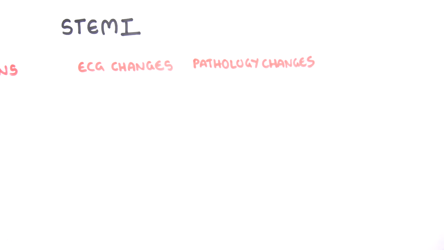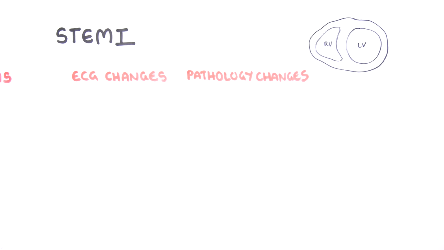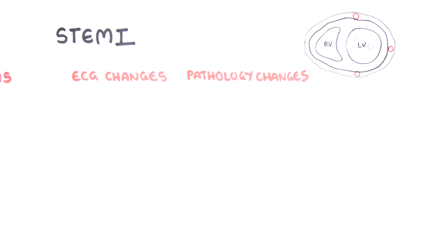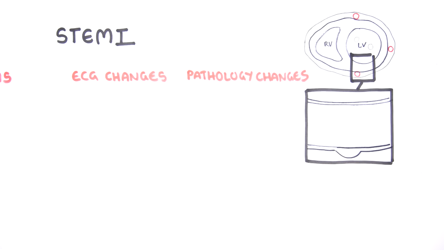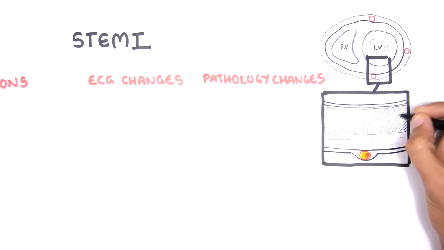So here is the cross-section of the heart, the right ventricle and the left ventricle. Coronary arteries surround the heart, and here's the pericardium which wraps around the coronary arteries as well as the heart. Zooming in from where the left anterior descending supplies the anterior wall of the heart, we can see here is a STEMI which has occurred.